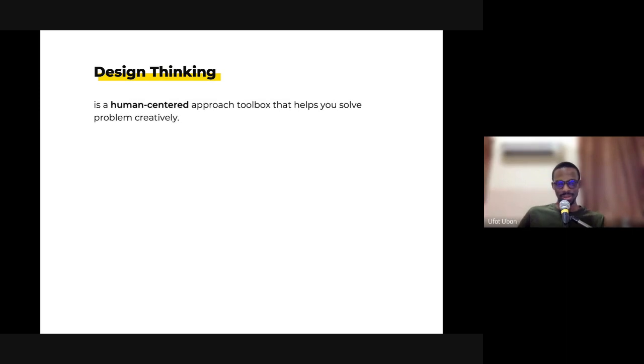And here's the first of the two factors, design thinking. Design thinking is the first of the two factors that would make these three coexist. What is design thinking? I like this particular definition because it's quite simple. Few words, that's what I mean. Design thinking is a human-centered approach toolbox that helps you solve problems creatively. Design thinking. The two factors that would make UI design, graphic design, and motion design coexist beautifully, that helps make user experience more appealing and applauding. Two factors. One of those factors is design thinking.